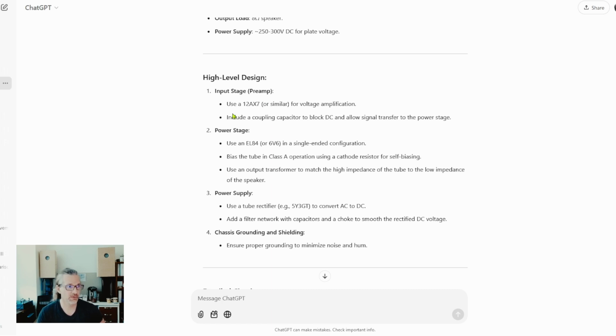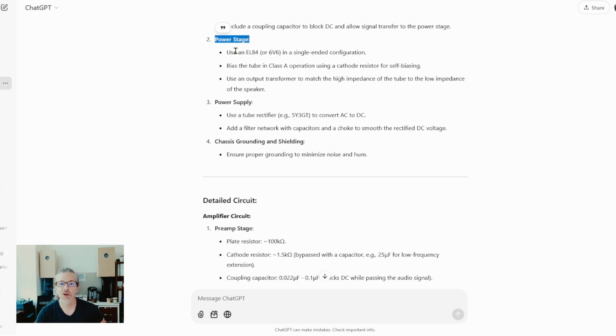So anyway, it's not entirely clean on what a preamp is, but it defined input stage properly. Use of 12AX7 for voltage amplification. Nice. Include a coupling capacitor to block DC and allow signal transfer to the power stage. Again, got it correctly. So so far so good. Power stage. Use an EL84 or 6V6 in single-ended configuration. Yes, that's what we wanted to see, and that's what it recommended.